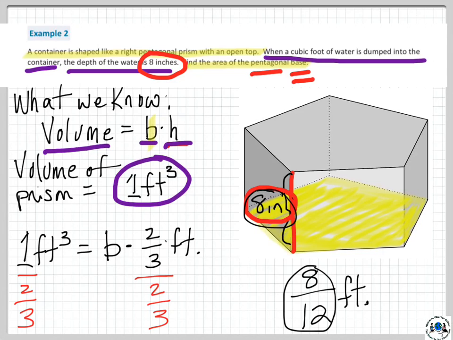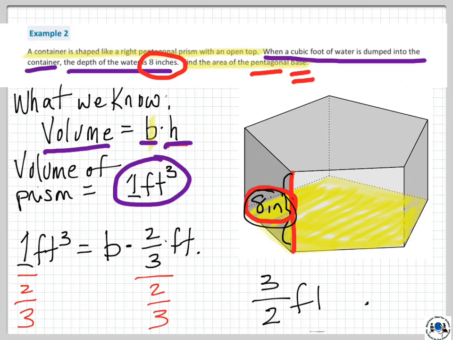And then to solve that, we're trying to isolate the b, because that's what we're solving for, the base. We'll divide by 2/3, which means multiply by the reciprocal. So if we divide 1 by 2/3, what we end up with is 3 over 2 square feet equals b. Actually, it should be cubic feet. Okay, equals b, and there we go. So 1.5 or 3 over 2 cubic feet.